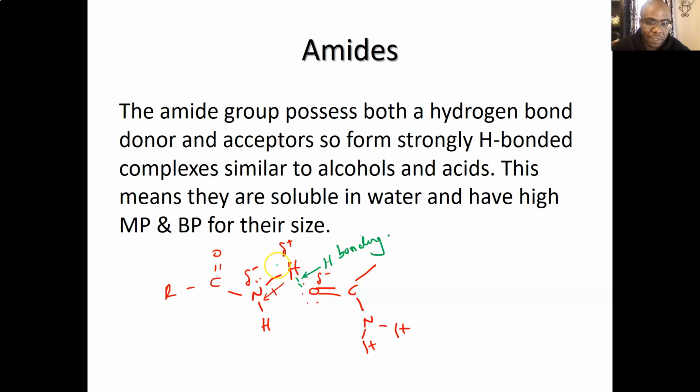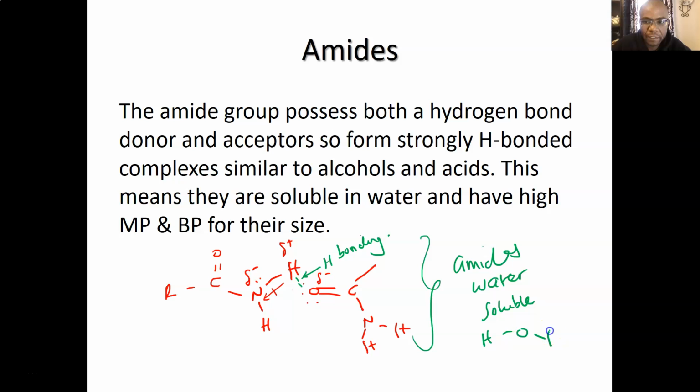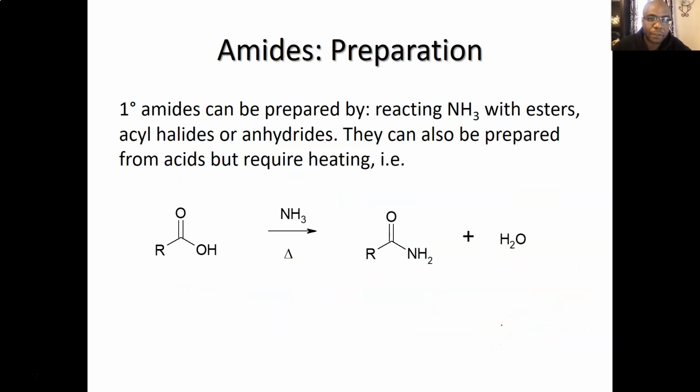Now, for small amides, because of the presence of hydrogen bonding, you'll find that small amides are water soluble, because we said like dissolves like. They are water soluble because, again, you would expect the oxygen of water to be hydrogen bonded to the hydrogen of the amide. So the hydrogen bonding helps to dissolve small amides in water, but not large ones.